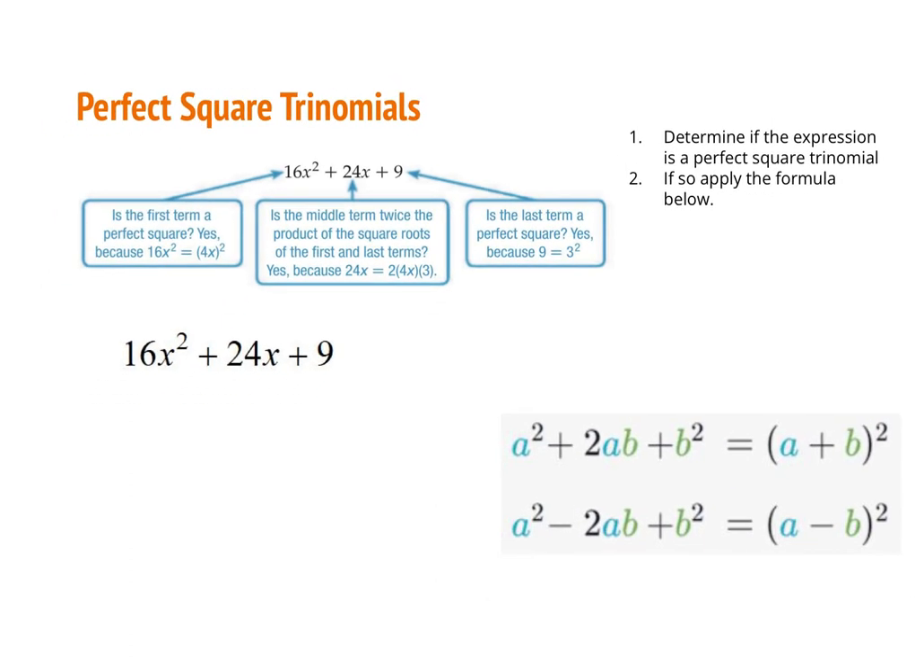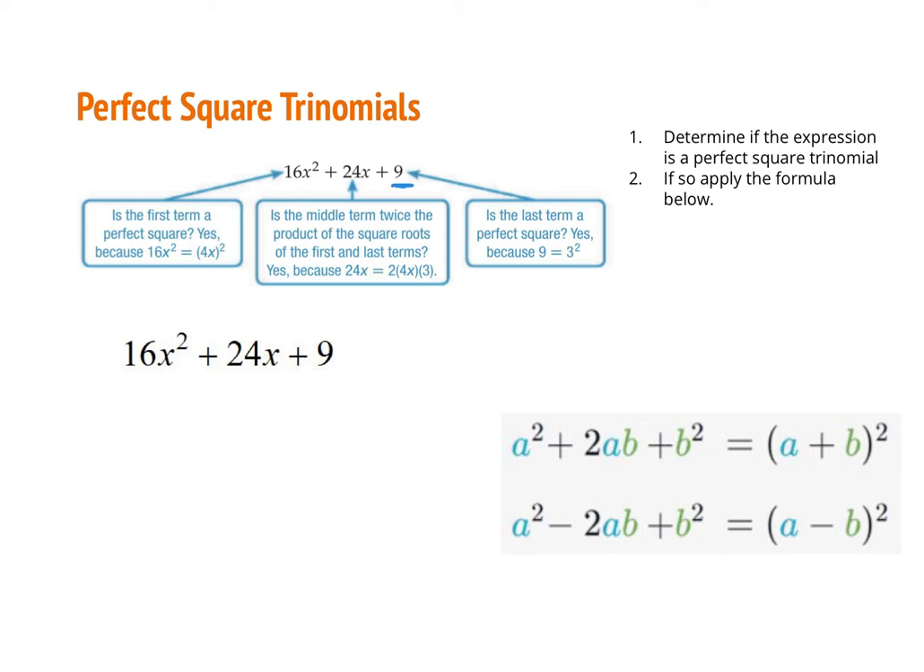You must first determine if you could use this formula. Is the first term a perfect square? Yes, 16 is a square. X squared is a square. Is the last term a perfect square? Yes, 9 is a square. The middle term, it's a little confusing when you first think about it. Is it the middle term twice? So we are multiplying by 2 the product of the square roots.